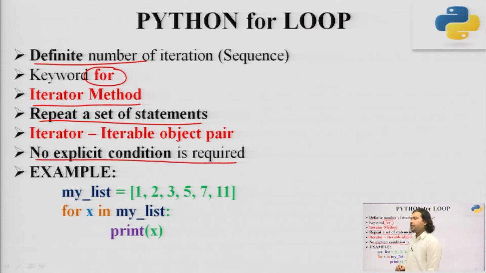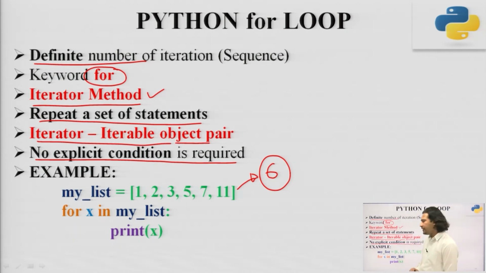Why is it happening? Because it is very close to a method. And one more thing is it always comes in an iterator and iterable object pair. What is that? We are going to discuss this in detail, but before that, look at the example. My list is equal to 1, 2, 3, 5, 7, 11. The number of elements is 6.